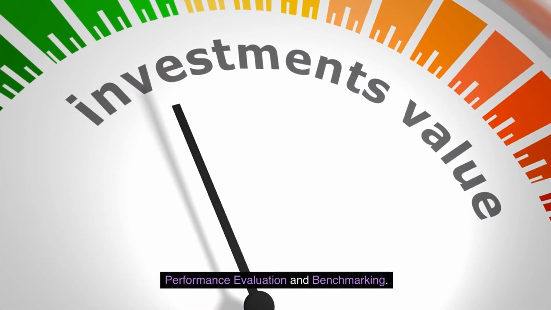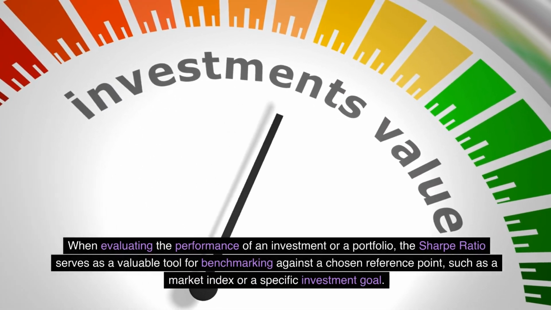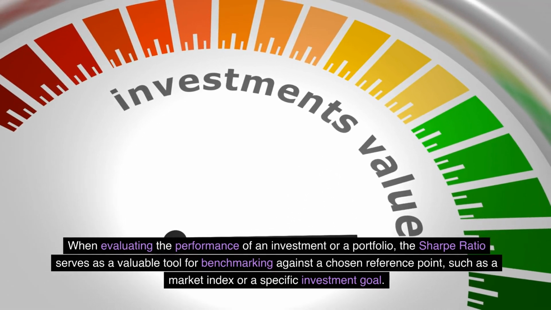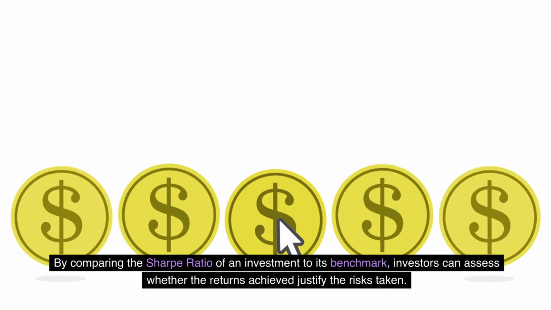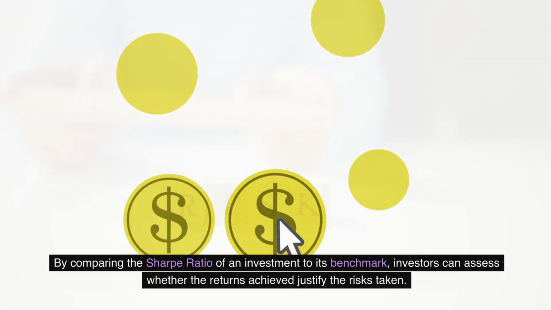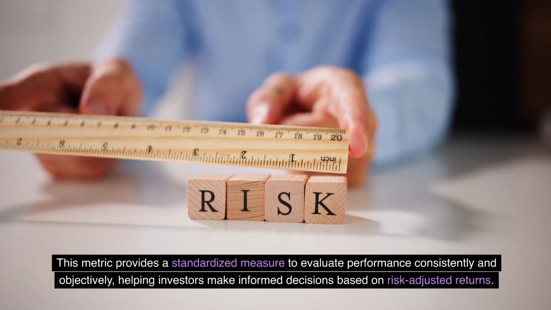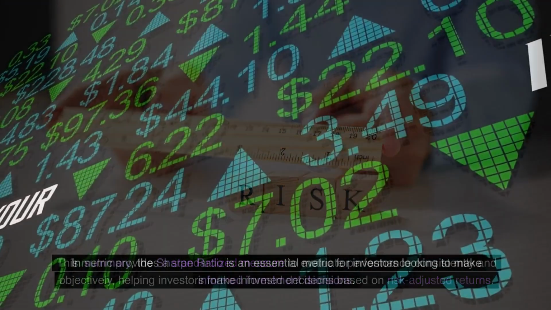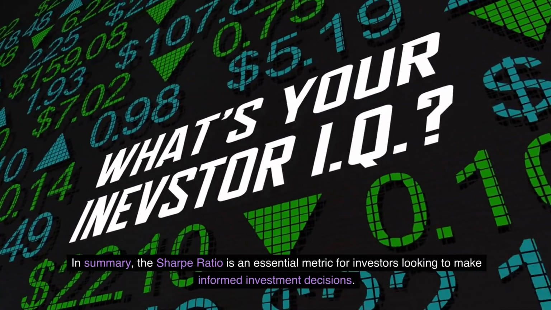Performance evaluation and benchmarking. When evaluating the performance of an investment or a portfolio, the Sharpe Ratio serves as a valuable tool for benchmarking against a chosen reference point, such as a market index or a specific investment goal. By comparing the Sharpe Ratio of an investment to its benchmark, investors can assess whether the returns achieved justify the risks taken. This metric provides a standardized measure to evaluate performance consistently and objectively, helping investors make informed decisions based on risk-adjusted returns. In summary, the Sharpe Ratio is an essential metric for investors looking to make informed investment decisions.